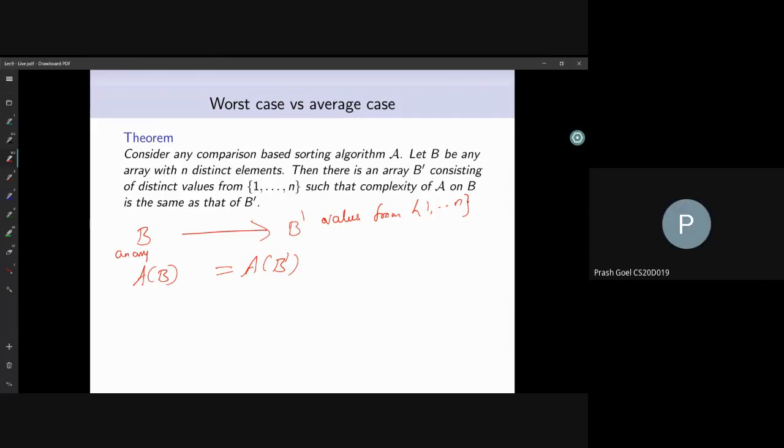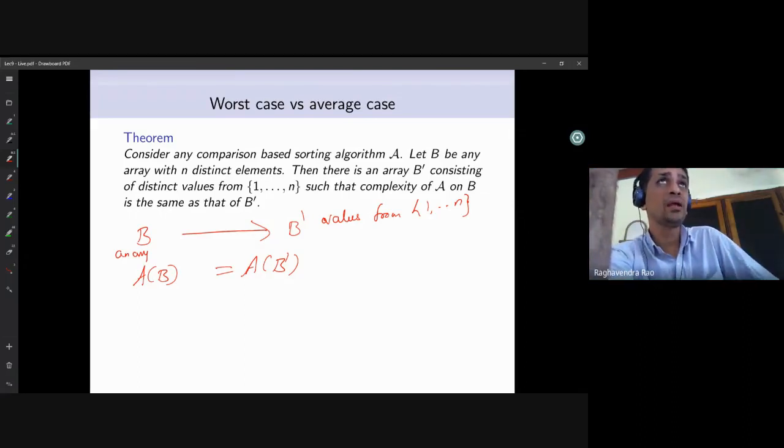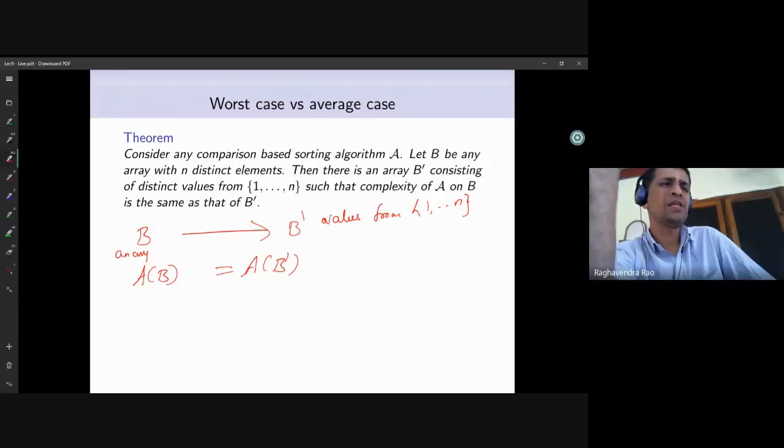I was just asking whether the ordering of B prime will be according to the array B, so that A of B is equal to A of B prime. See, I was not really specific about this ordering. What I meant was, if you consider any permutation of B, then the corresponding array will be the corresponding permutation of B prime. Okay, we'll see it in the construction.